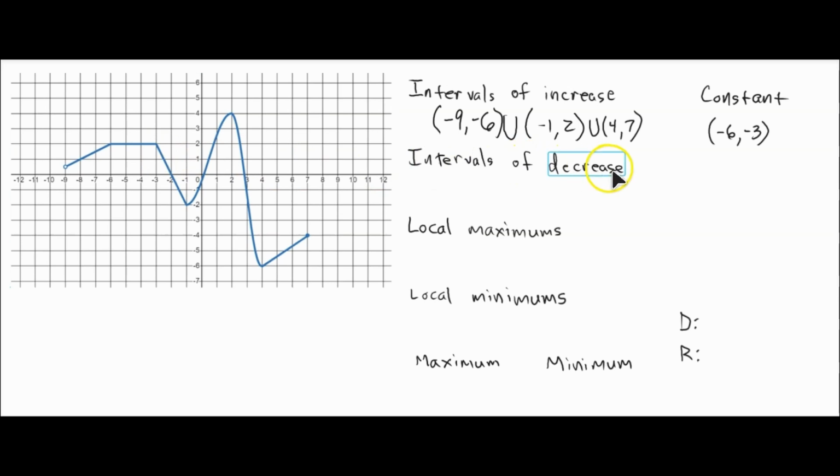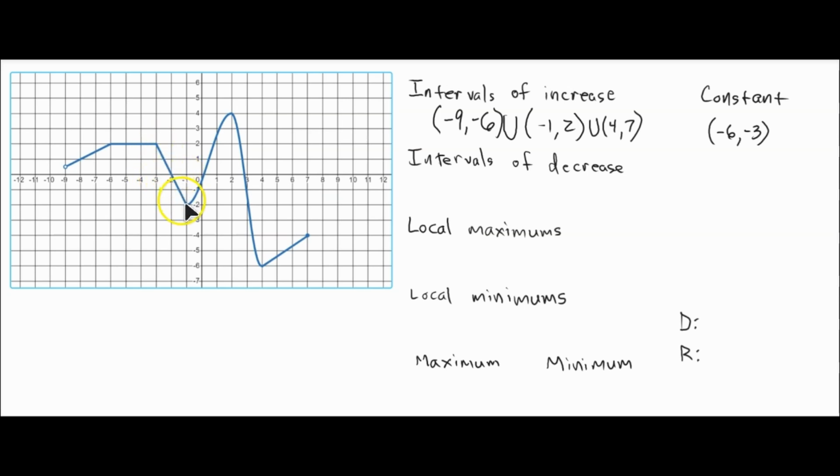Then intervals of decrease. That's where the graph is going from a larger y value to a smaller y value as we go to the right. See, at -3, we have a y value of 2. But at -2, we have a y value of 0. And then at -1, we have a y value of -2. So the y values are getting smaller and smaller as the x values are getting larger and larger.